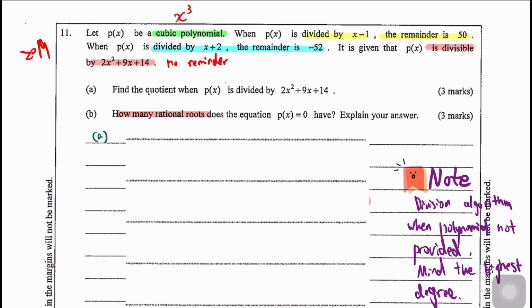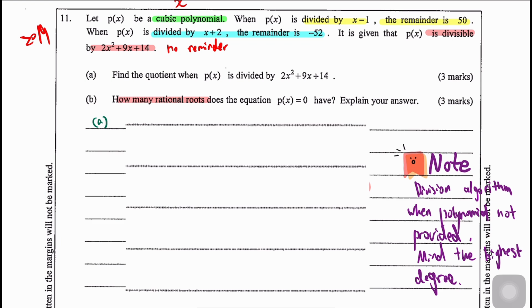First information given to you is x minus 1. When we divide by x minus 1, the remainder is 50. And then the second information, divided by x plus 2, the remainder is negative 52. And then the third information given to you is that P(x) is divisible by this quadratic equation here. It means no remainder, okay? So we use the information one by one.